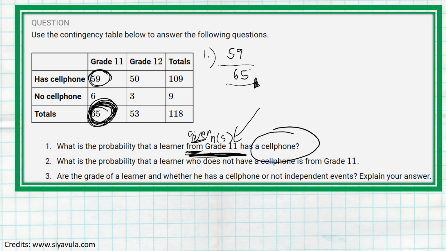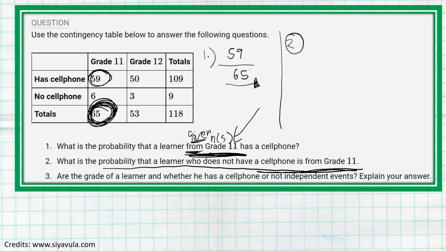Let's go to number 2 now. They are saying, what is the probability that a learner who does not have a cell phone is from grade 11? Another trick. Look at this. What is that probability that a learner who does not have a cell phone is from grade 11?